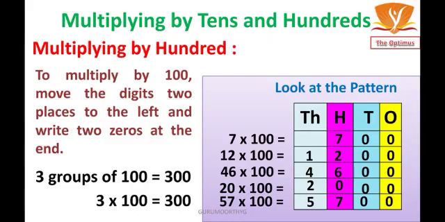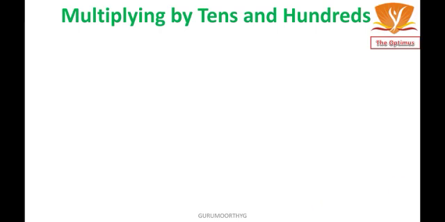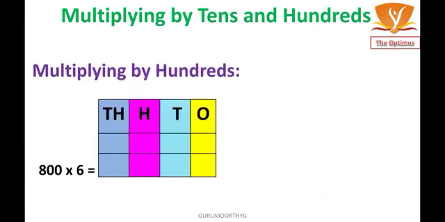Next example, 800 into 6 equal to what? I am going to multiply step by step. 6 ones into 0 ones equal to 0 ones. This 0 ones, I am going to write in ones place. Next, 6 ones into 0 tens equal to 0 tens. This 0 tens, I am going to write in tens place.